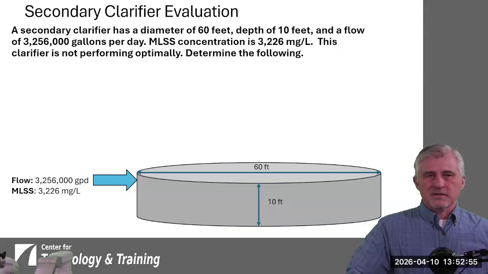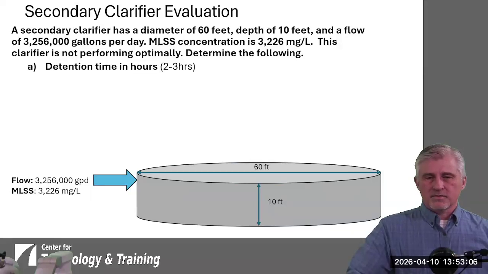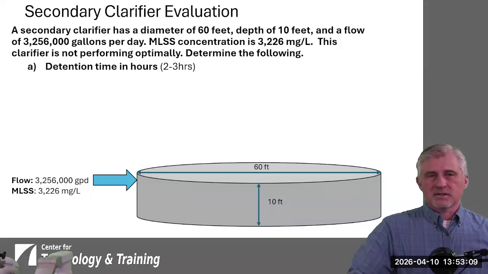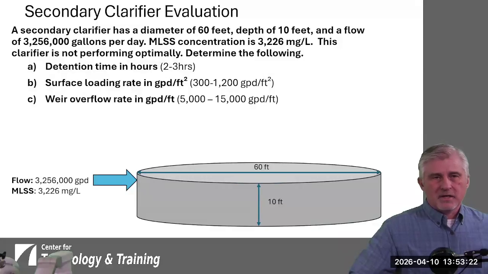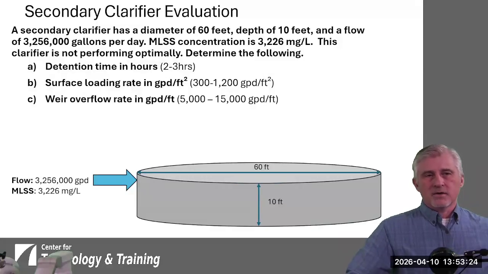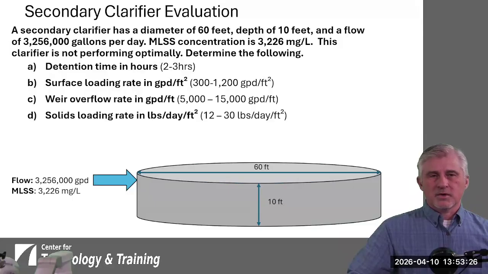The mixed liquor suspended solid concentration is 3,226 parts per million. This clarifier is not performing optimally. Determine the following. So the first thing we're going to have to determine is the detention time in hours. Remember, we're looking at 2 to 3 hours. We're going to have to determine the surface loading rate in gallons per day per square feet. And our recommended for that is 300 to 1,200 gallons per day per square feet.